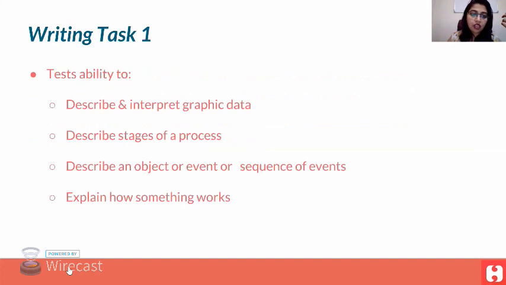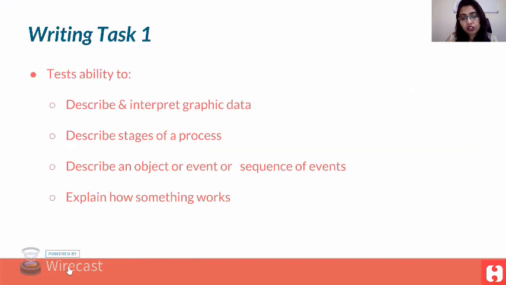examination. Writing task 1 tests your ability to describe and interpret graphic data. And this IELTS test, like I told you, is a test of converting the infographic data into your own words. So make sure that the entire infographic data that is given in the question paper is properly interpreted in your answer sheet. Describing stages of a process.